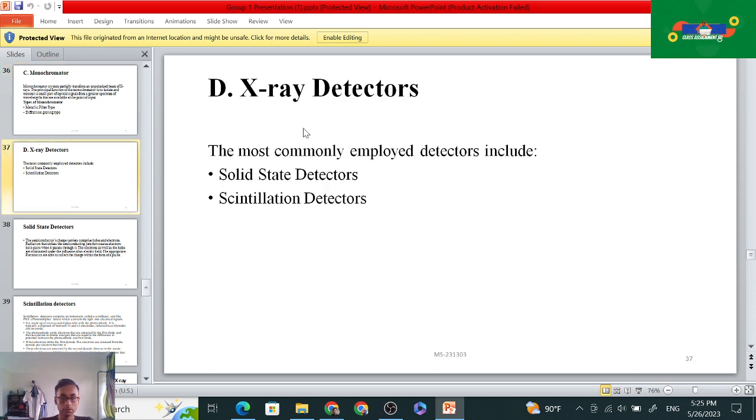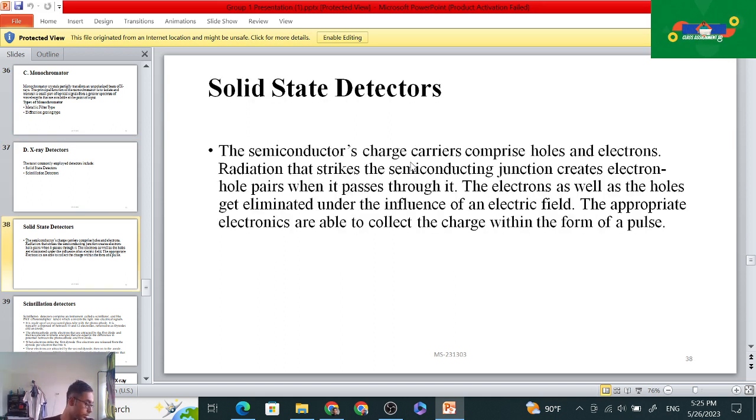Then among the X-ray detectors, the most commonly employed detectors include solid state detectors and the scintillation detectors. Solid state detectors: the semiconductor's charge carriers comprise holes and electrons. Radiation that strikes the semiconducting junction creates electron-hole pairs as it passes through, and the electrons as well as the holes get separated under the influence of the electric field. The electrons are then able to collect the charge in the form of a pulse.